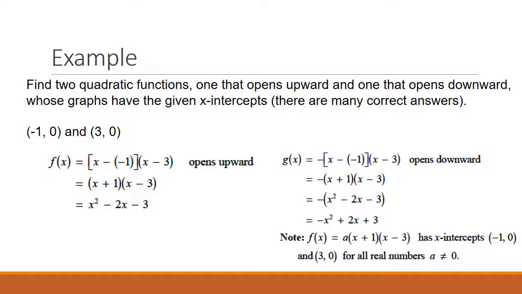For the downward one, after we get x squared minus 2x minus 3, we need to multiply through by a negative number. They multiplied through by -1, so that gives us negative x squared plus 2x plus 3. You could have multiplied by any negative number and gotten results that would satisfy the example.